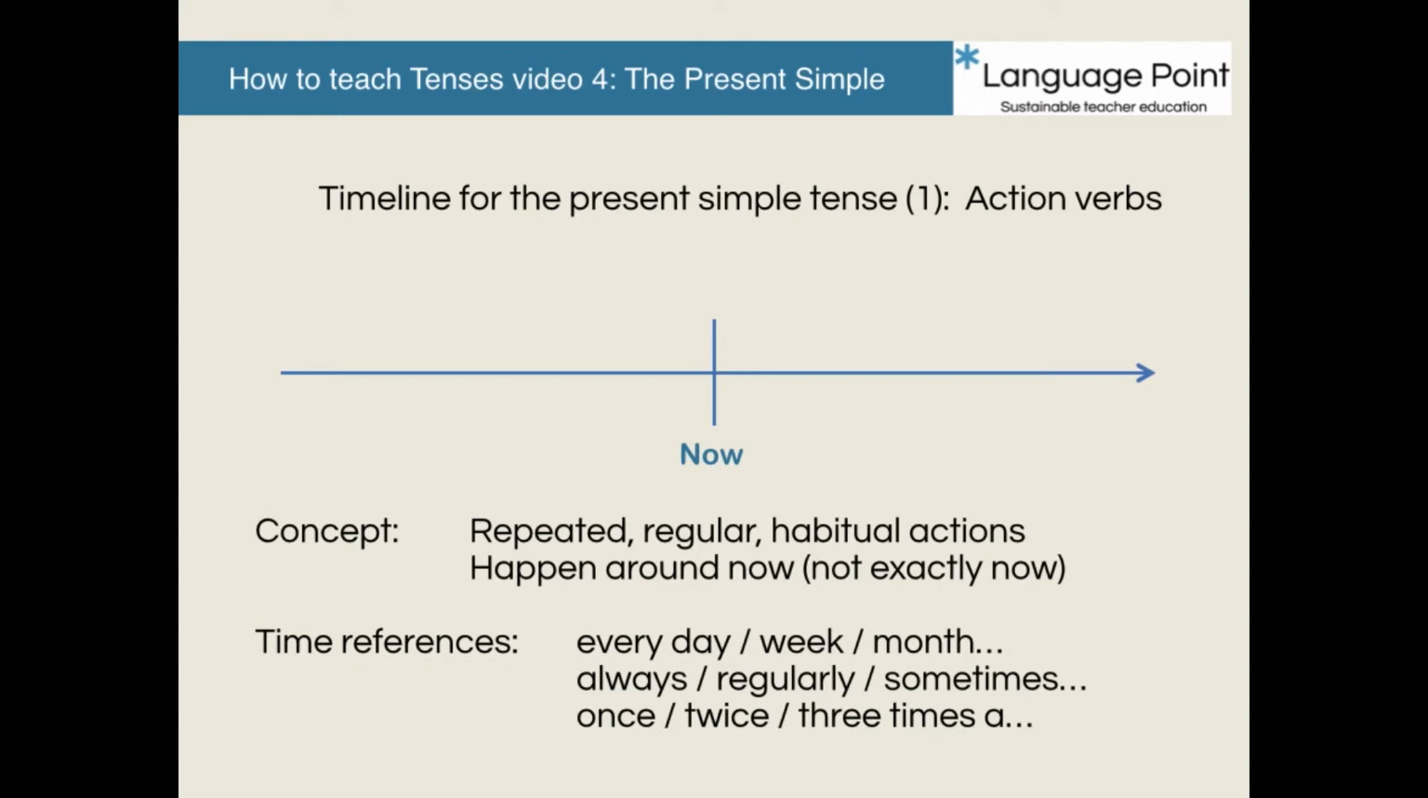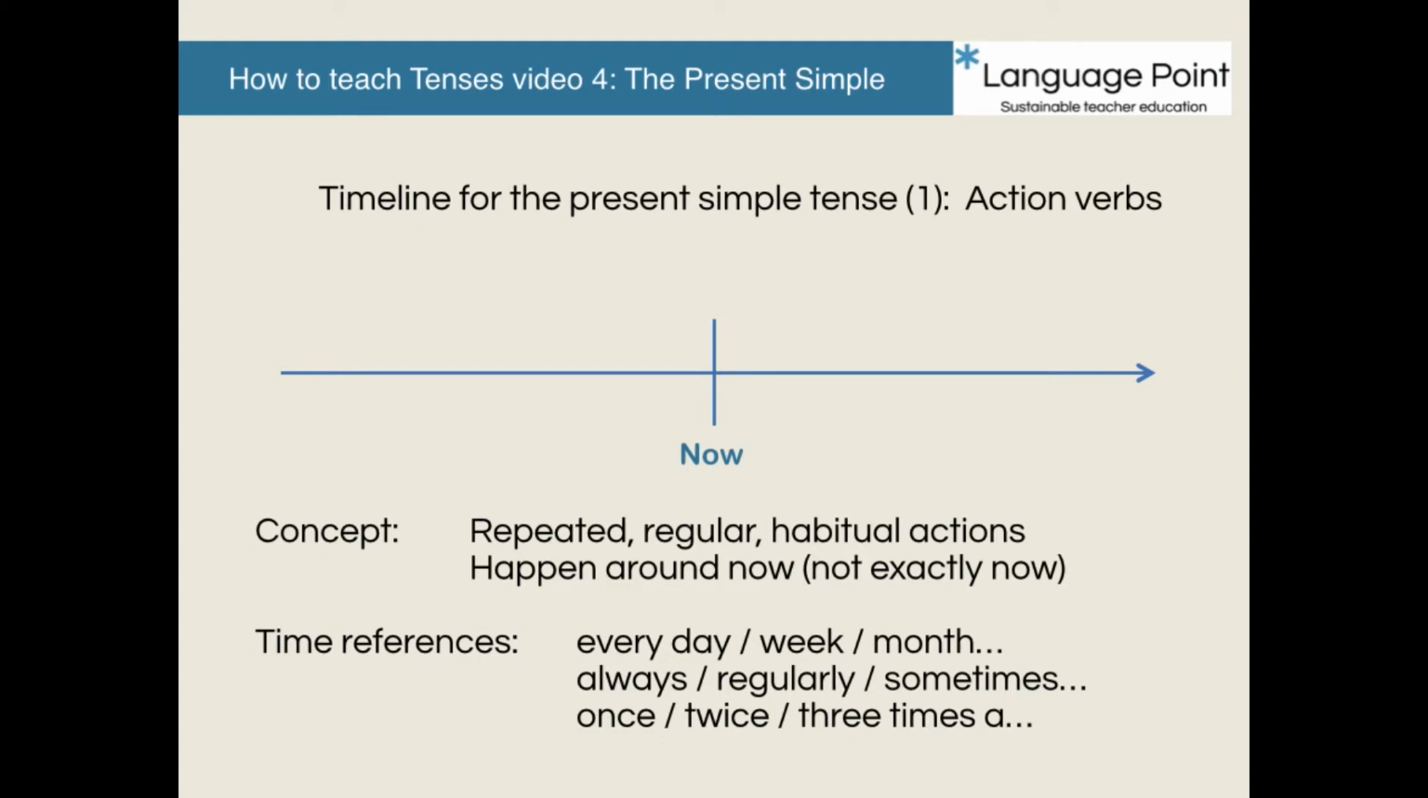We can also look at the number of times that the action happens by talking about an action which happens once or twice or 3 times a day, a year, a week, or whatever. Again, these are repeated and regular actions, so they happen more than once.